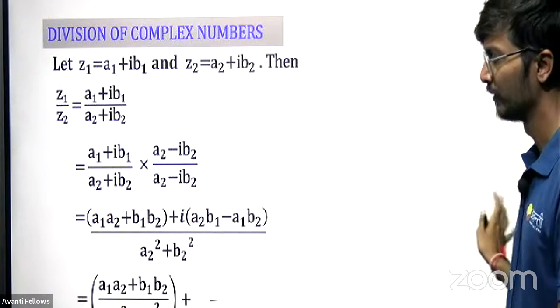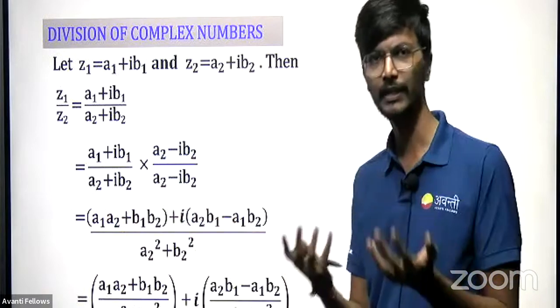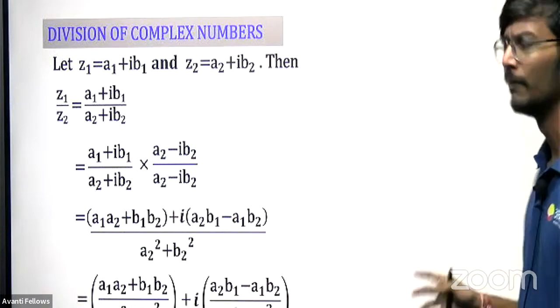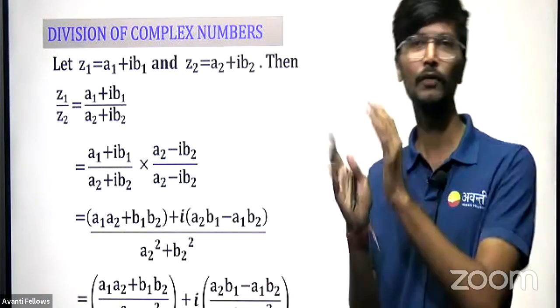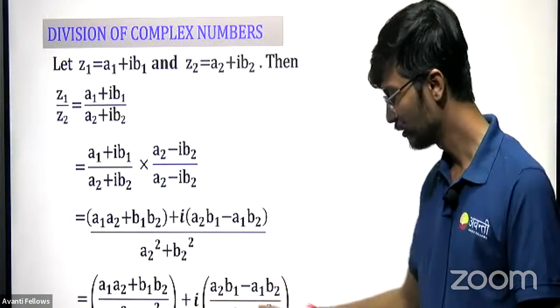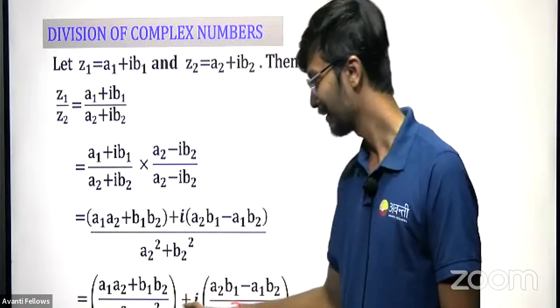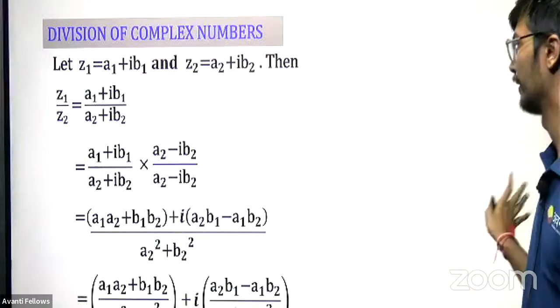Then finally, we can separate the denominator or split the denominator and we'll get this. Because what is the format of a complex number? It is real part plus i into imaginary part. Got it? So that means real part plus i into imaginary part.